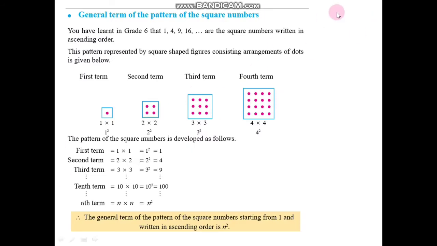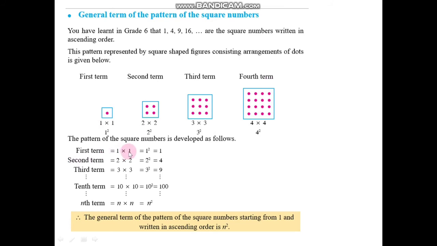Now let's see the general term of patterns of the square numbers. In Grade 6, 1, 4, 9, 16 are the square numbers written in ascending order. This pattern is represented by square-shaped figures consisting of arrangements of dots, given below. First one, 1 into 1, that means 1 squared is 1. 2 squared is 4. 3 squared is 3 into 3, 9. 4 into 4, 16.